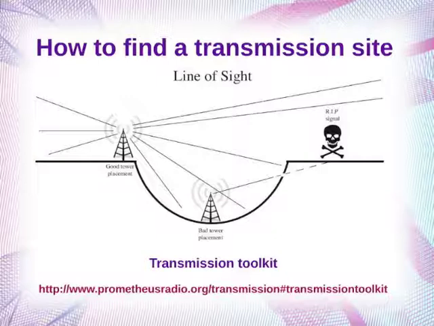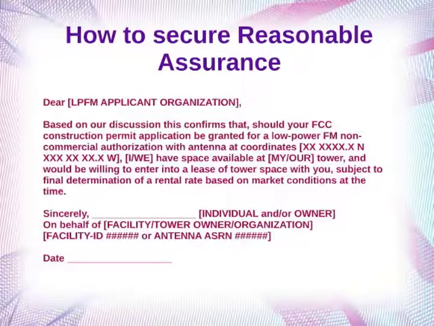All right, so now we need to remember also the reasonable assurance. Reasonable assurance is the document or the letter that you're going to get with someone who's the owner of a property that you are using for your transmission site. So if you are putting a transmission site on your area that you already own, your organization owns, you don't need to secure this agreement.